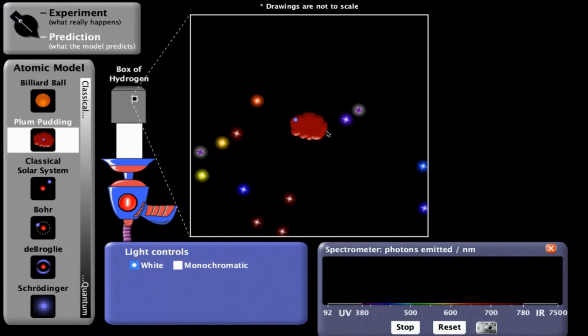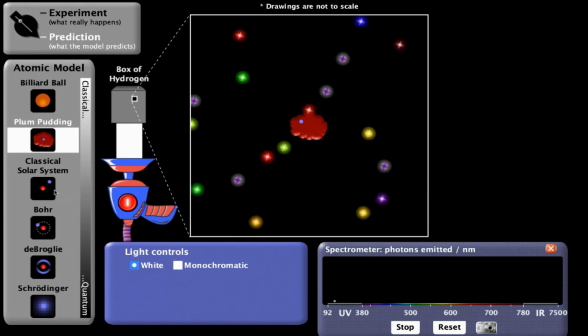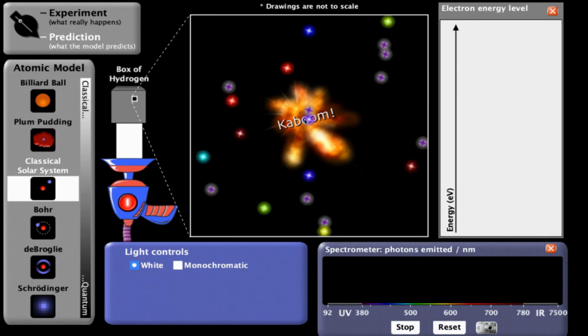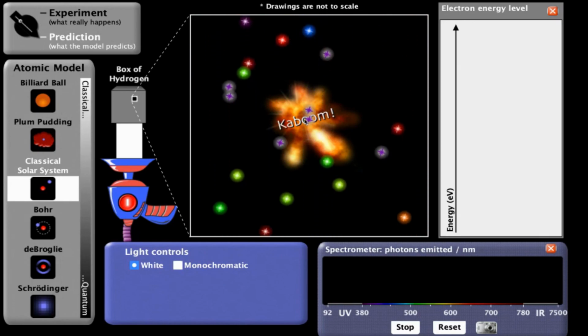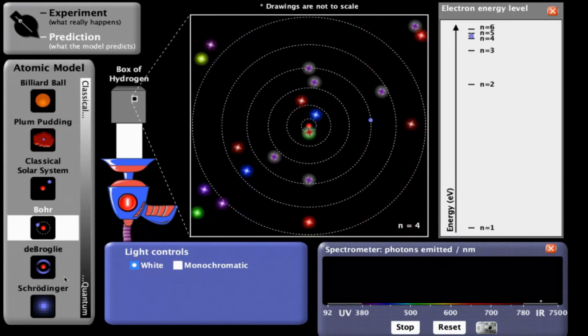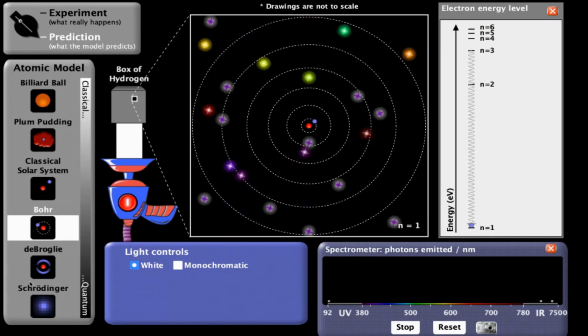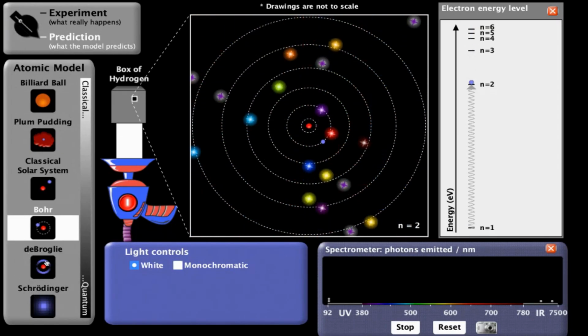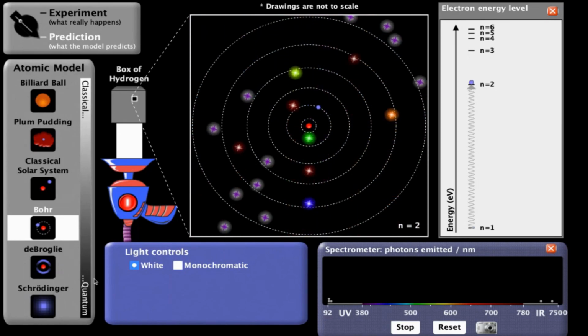The models that we're really concerned with are our billiard ball, vastly incorrect. Our plum pudding, well, it's starting to get there, we've at least got an electron. Our solar system, which has got the bits in the right place but can't explain why they stay there. And then Bohr's model. Those are our four most important ones. For this part, we don't really need to look at de Broglie's and Schrodinger's as models, but they're there for completion.